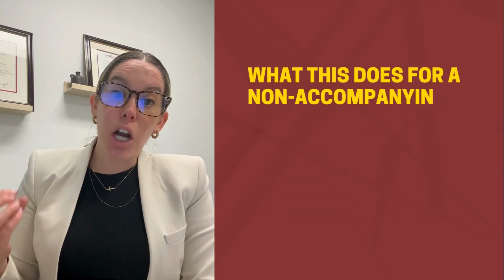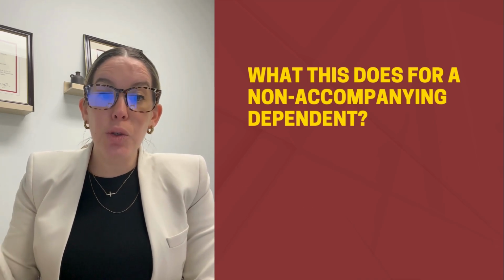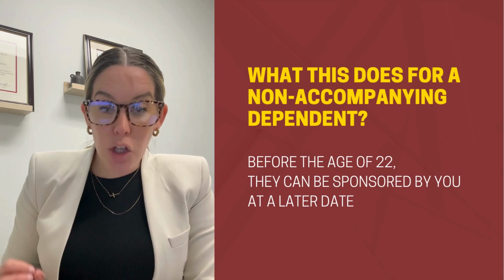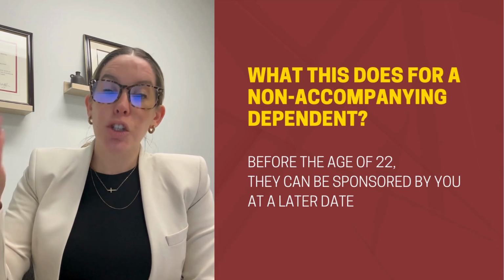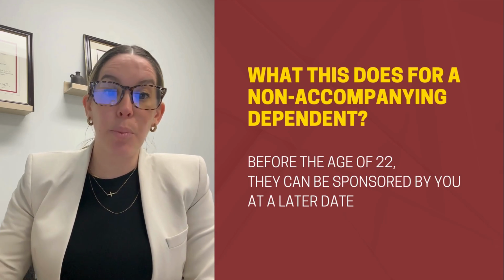What this does for a non-accompanying dependent is that before the age of 22, this dependent can be sponsored by you at a later date to come as a permanent resident, so before their 22nd birthday.